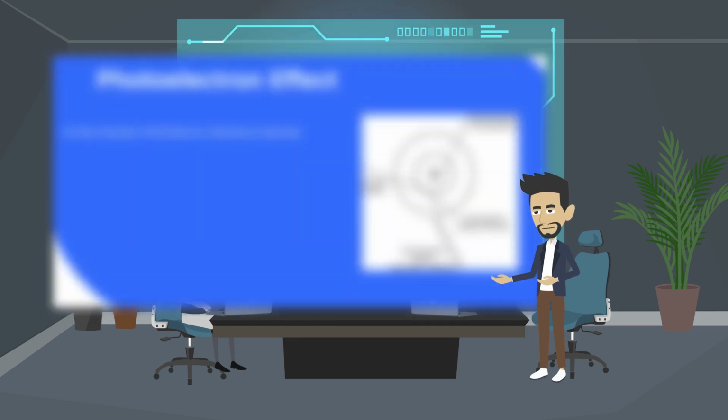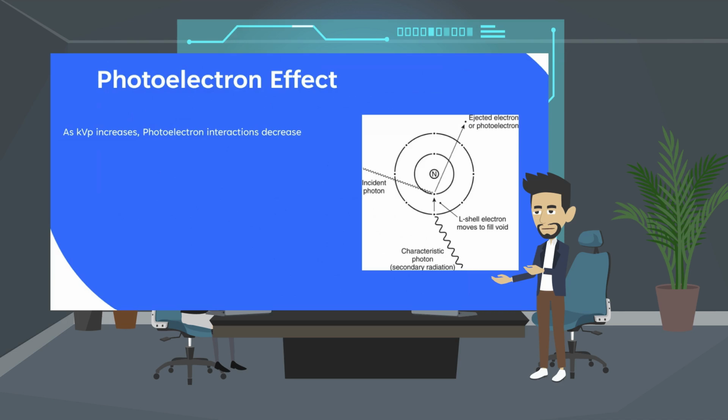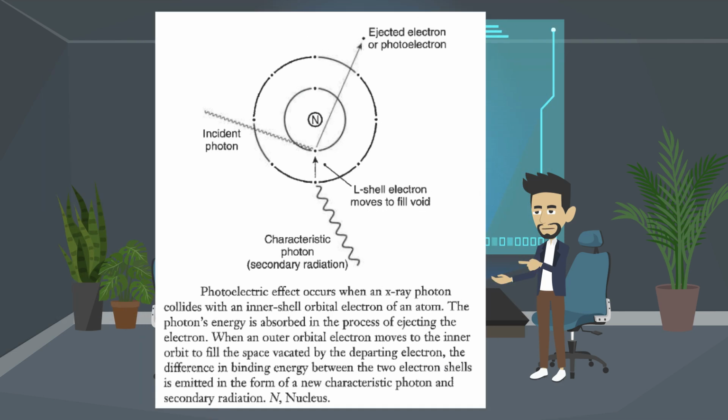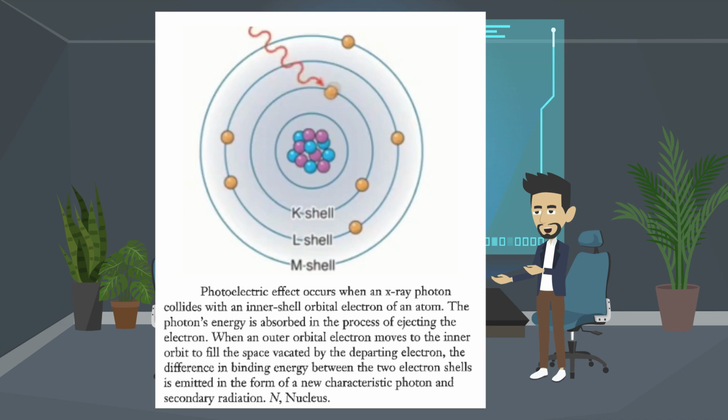Photoelectric interactions are less prevalent in the diagnostic energy range than Compton interactions. The likelihood of a photoelectric interaction is determined by the kVp level and the electron binding energy of the atom in which the interaction occurs. In a photoelectric interaction, the incoming photon from the primary beam collides with an inner orbital electron of an atom. The photon is totally absorbed in the process and creates an absorbed dose in the patient.